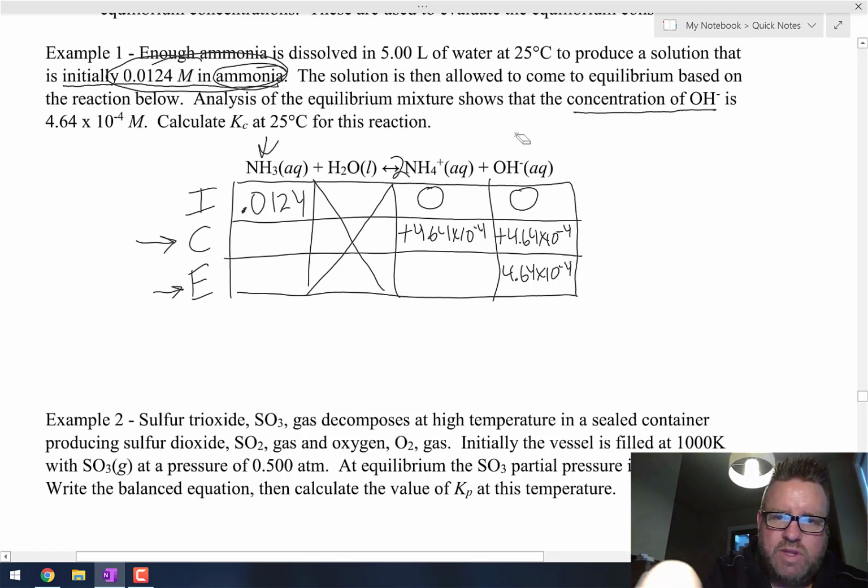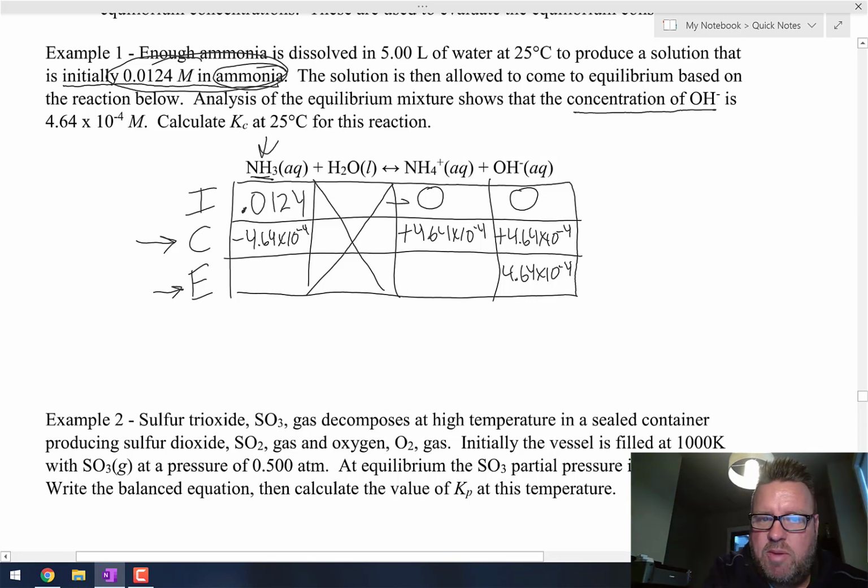Okay, let's keep going here then. Now notice, and there isn't actually a 2 there, notice that NH3 also is a 1 as well. And if the products go up by that amount, then the reactants are going to go down by that amount. Okay? And now we're almost done.